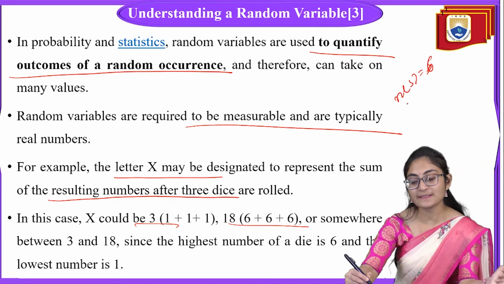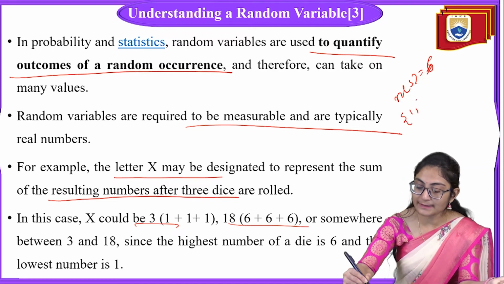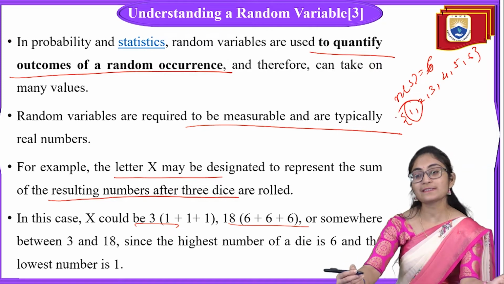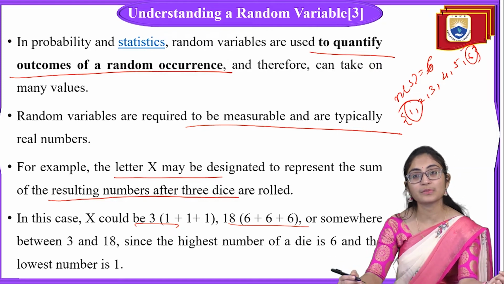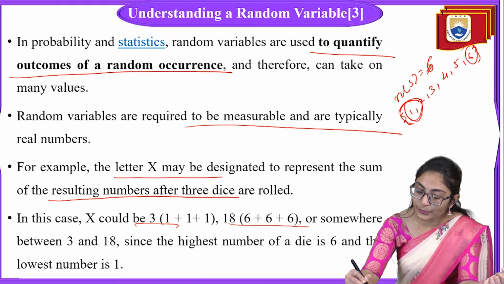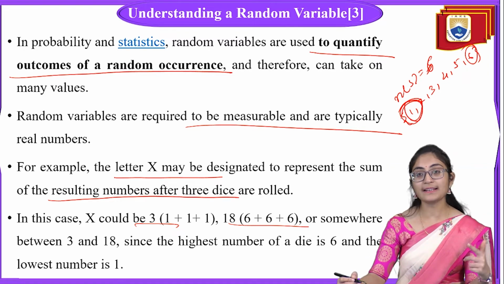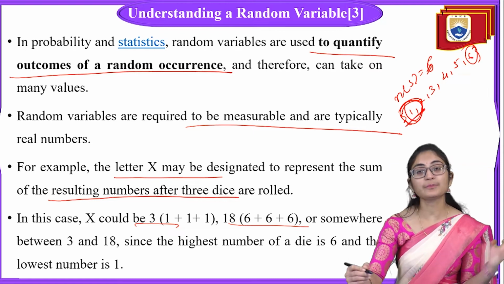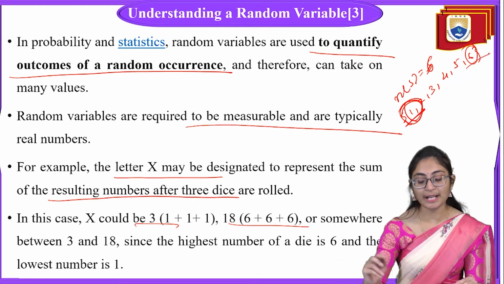N of S is 6. And in N of S, there are numbers 1 to 6. 1 is your lowest number and 6 is your highest number. That means we are rolling a die 3 times. So 1 will come 3 times and 6 will come 3 times.